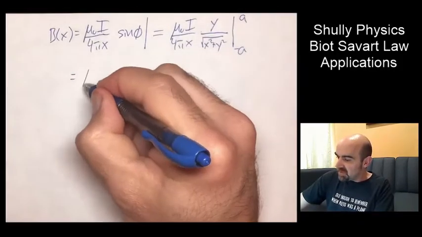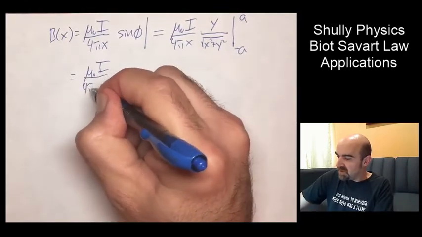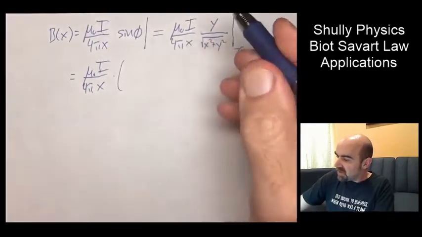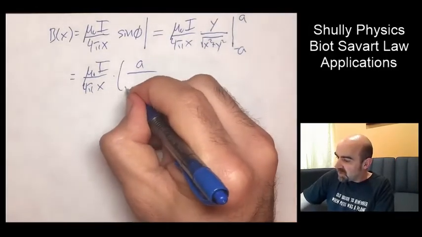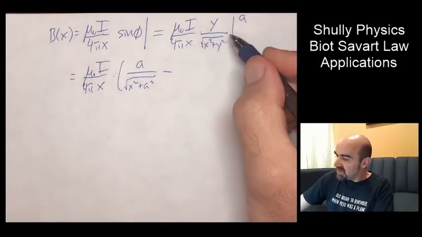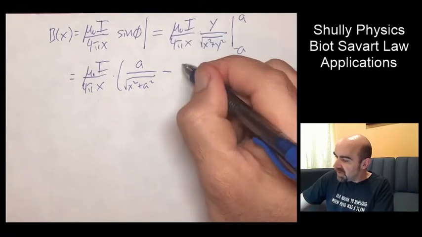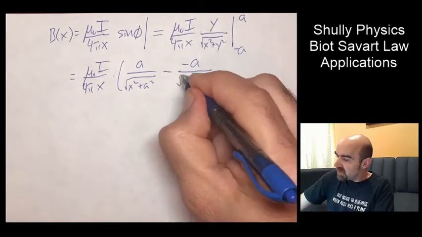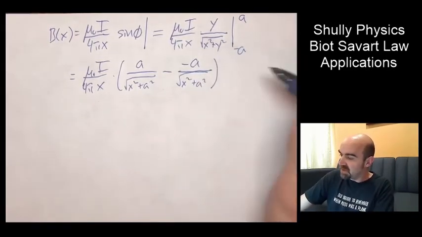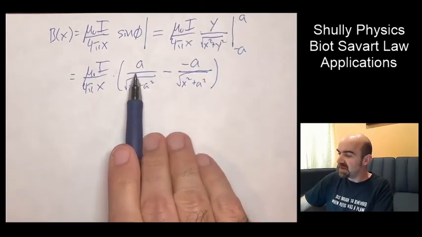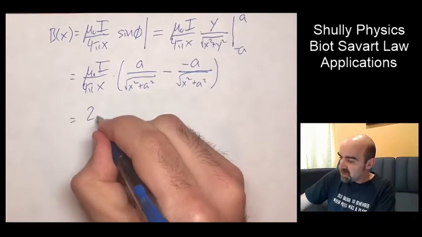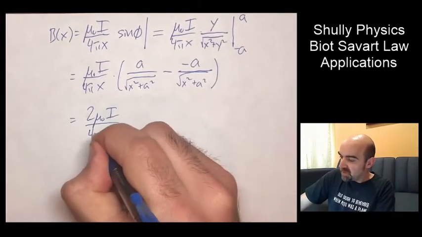We've got I over 4 pi x times, all right, now we're going to have an a up top over root x squared plus a squared, minus a negative a over square root of x squared plus negative a squared, which is positive a squared. So just leave that as positive a squared. So you see this is going to be a minus a negative, which will give us a 2. So we'll have a 2 mu naught I over 4 pi x.